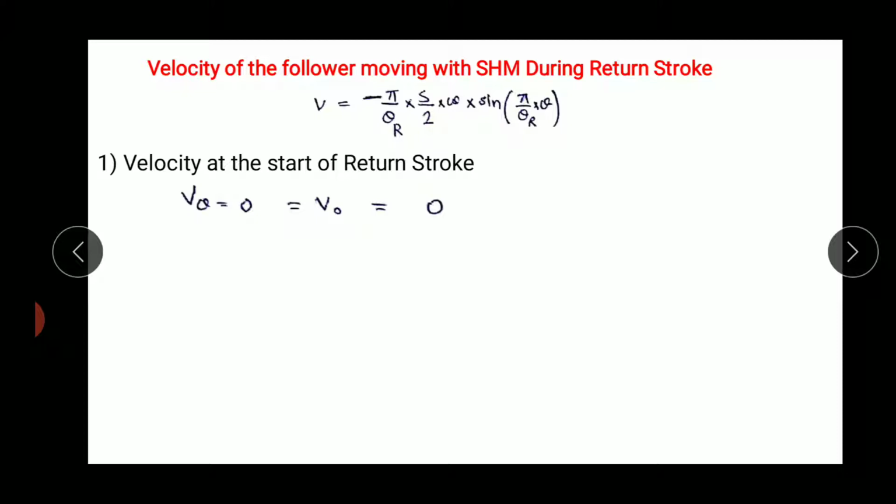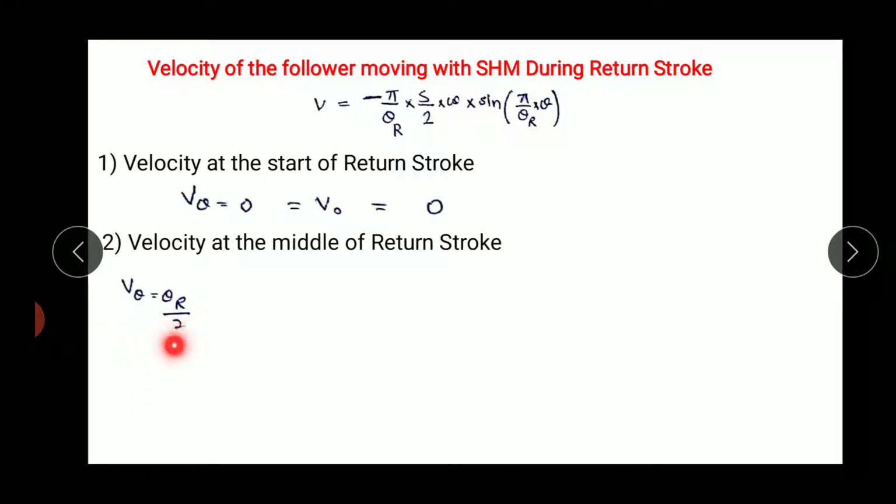Only you have to calculate the velocity at the middle of the stroke, that is at theta equal to theta r by 2. Put theta r by 2 here, so it will become sine of pi by 2. Sine pi by 2 is 1, so only this part is remaining, that is minus pi by theta r into s by 2 into omega.